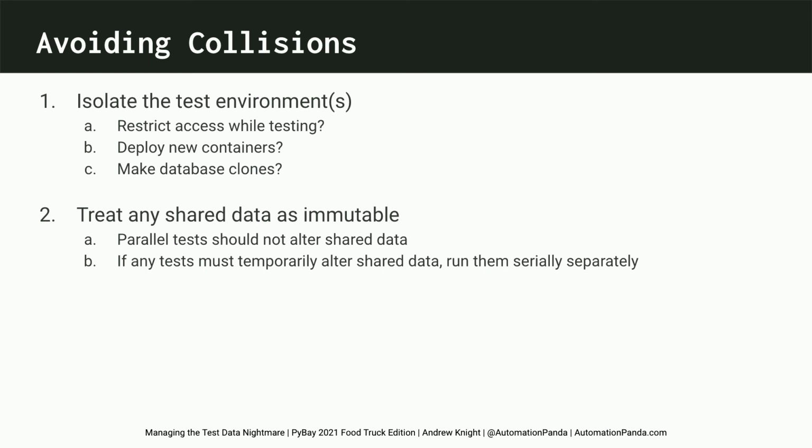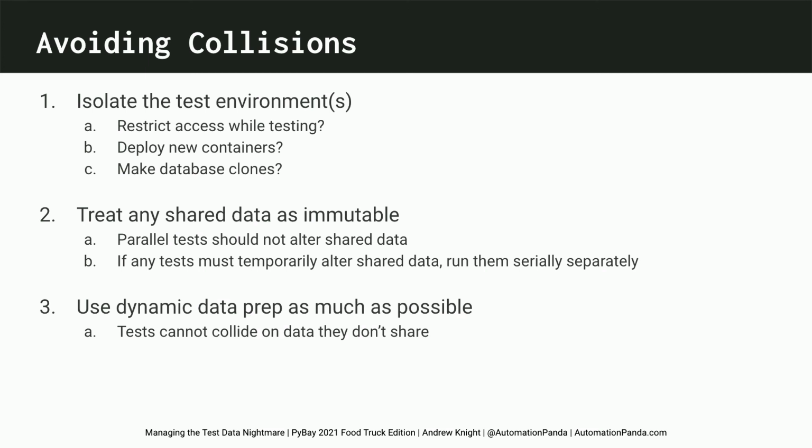Any changes to shared data could break tests. For example, one test might require a car loan, but another might delete the car loan type from the database at the same time. Any tests that must alter data should be run serially instead of in parallel, and they should always undo any changes they make.